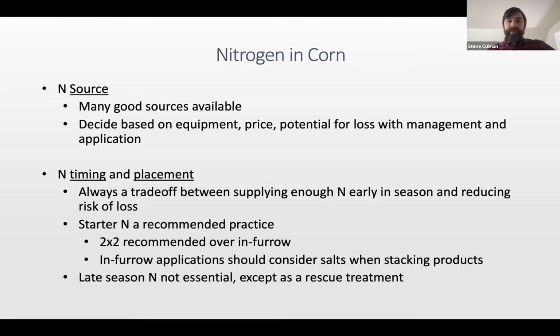Starter nitrogen fertilizer is still a recommended practice. We are still generating data that clearly shows, and it shouldn't be a surprise to most, that nitrogen fertilizer as a starter does have advantages.